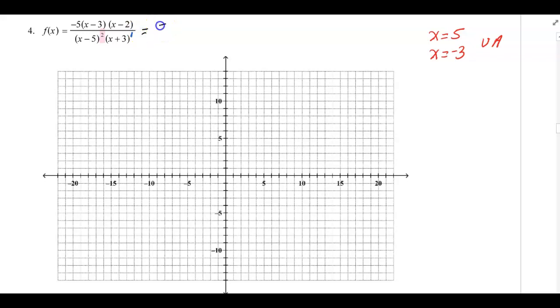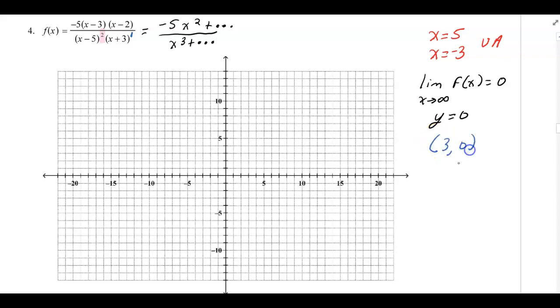If I were to multiply this out, I'll get -5x squared plus some other terms, divided by x cubed plus some other terms. So when I find the limit as x goes to infinity of the function, I will get 0, which tells me the horizontal asymptote is y equals 0. For the x-intercepts, we look at the numerator. So one x-intercept is (3, 0). The other x-intercept is (2, 0).